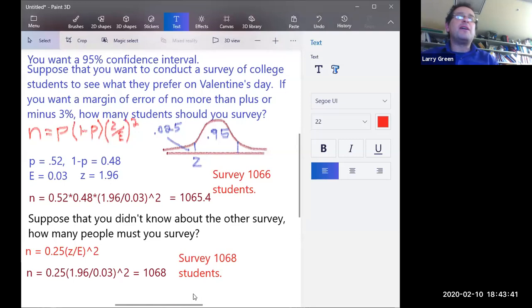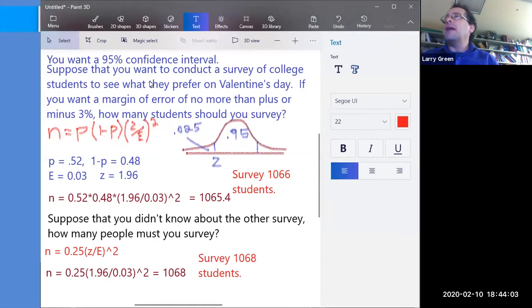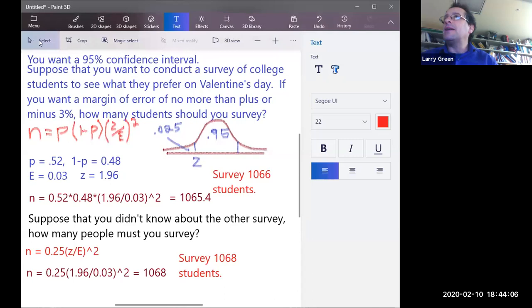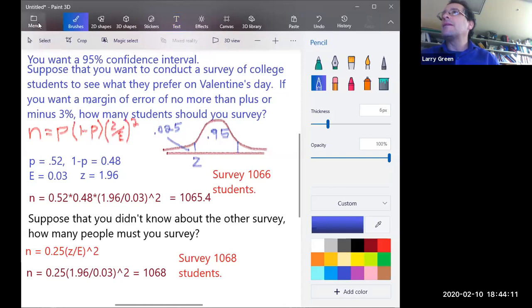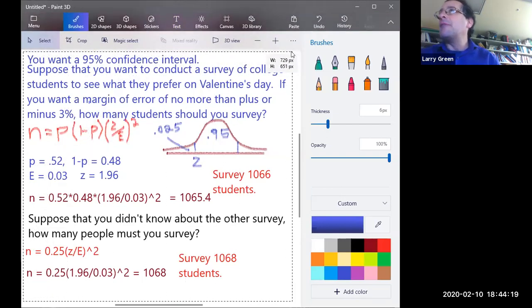Any questions at all on these examples here? Any questions? All right, so next, I'm going to do another example that's slightly different, but it's still going to be about confidence intervals, because that's what this chapter is all about.